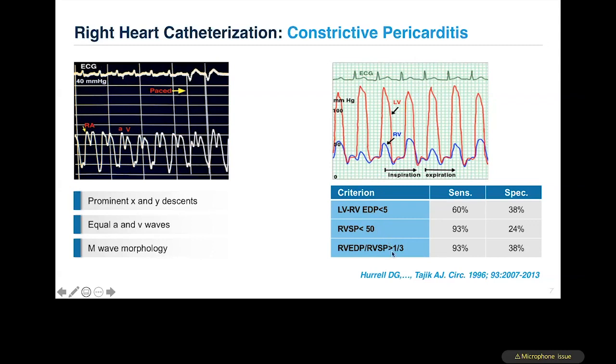And also the end diastolic pressure of the RV is elevated, so that if the ratio of the RV diastolic pressure to the systolic pressure is more than one third, then it indicates an elevated filling pressure. However, some of the older criteria of hemodynamic features of constrictive pericarditis were not shown to be very reliable for the clinical diagnosis. So there was a search for other additional criteria.